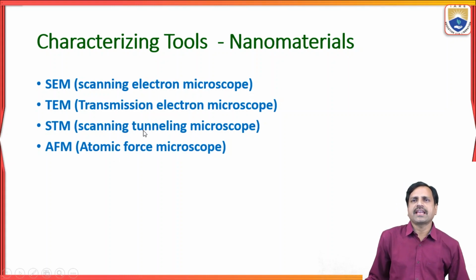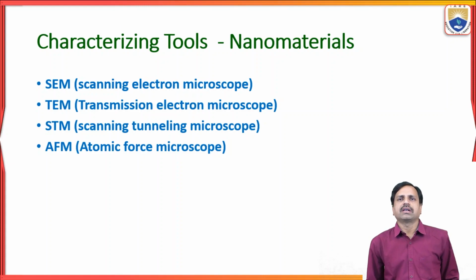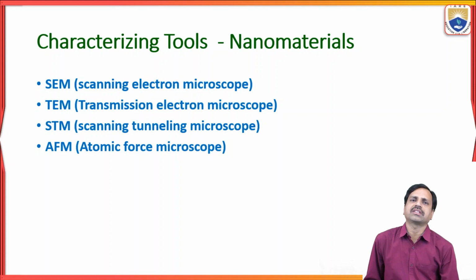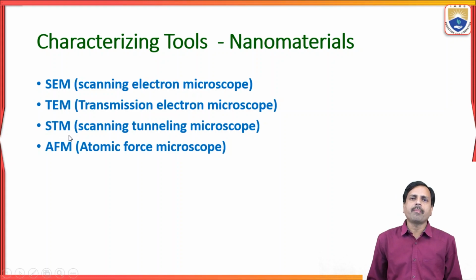The scanning tunneling microscope is also one advanced feature of the SEM. And another one is AFM, atomic force microscopy. With AFM, we can identify the composition of the nanomaterials synthesized. So these are the major characterizations done for synthesized nanomaterials. TEM or STM will give the particle size in nanometers.